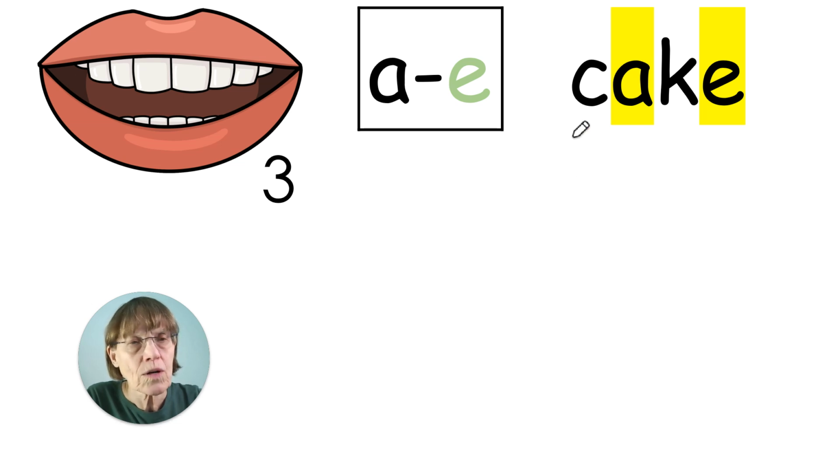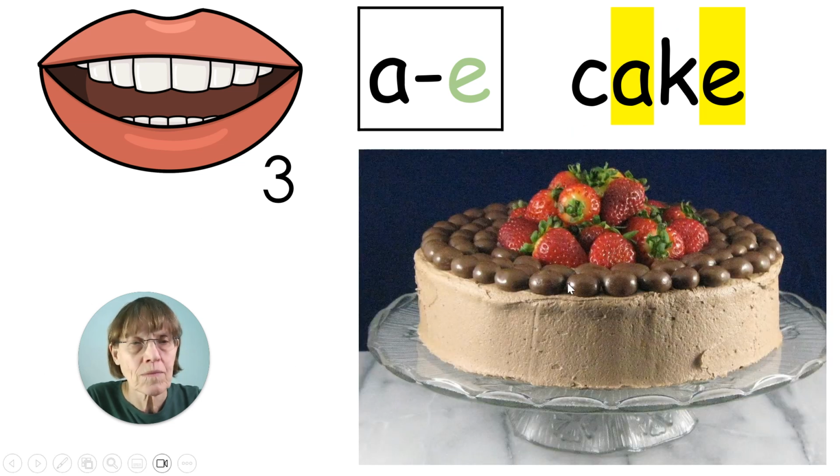So we can go k, a, k, because remember the E makes us say its name A. Cake.